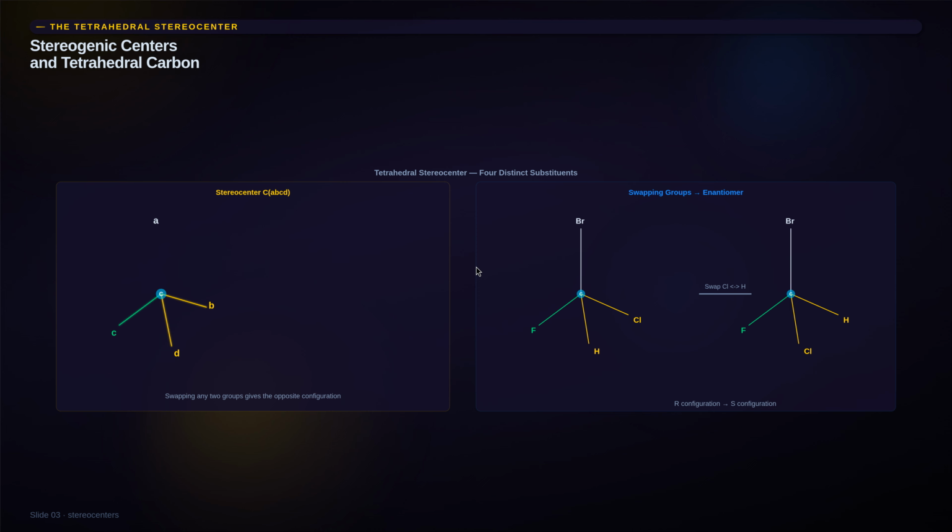The 2 possible arrangements around the stereocenter are called absolute configurations and are designated as R, from the Latin rectus meaning right, or S, from the Latin sinister meaning left. For a molecule with one stereocenter, there are exactly 2 to the power of 1 equals 2 stereoisomers, which are the enantiomers. For n stereocenters, the maximum number of stereoisomers is 2 to the power of n, though some combinations may yield identical meso compounds due to internal symmetry.